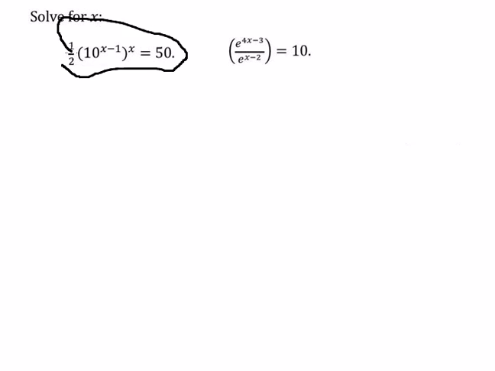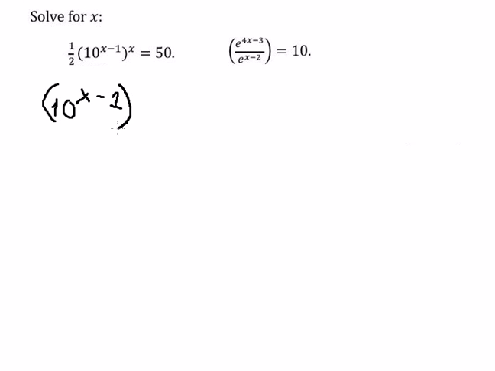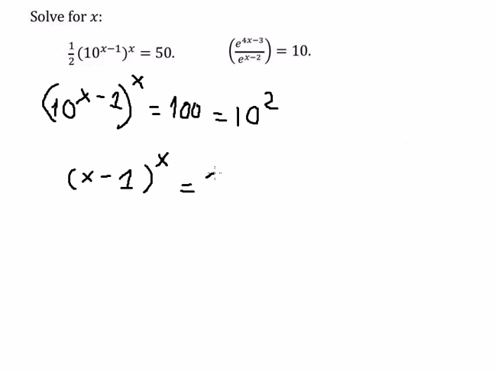Question number 1. So we have 1 over 2 in here. So we multiply both sides by 2. And you got about 10 to the power of s minus 1 to the power of s equal to 100. About 100, you got about 10 to the power of 2. So in this situation, we got about s minus 1 to the power of s equals number 2.